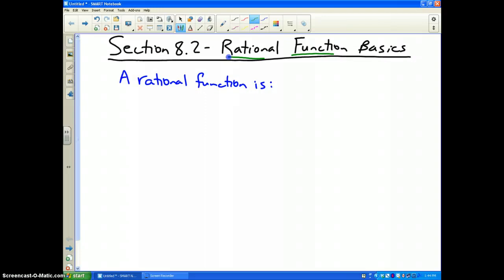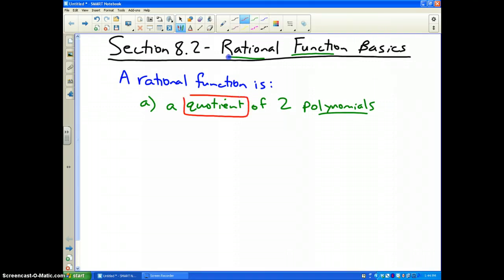First of all, a rational function is a quotient of two polynomials. Now, we studied polynomials back in Unit 5 or 6, and we dealt with those back then. But now, we're going to talk about quotient. We all know what the word quotient means, divide. So, we're going to be dealing with a lot of division problems in this particular unit.